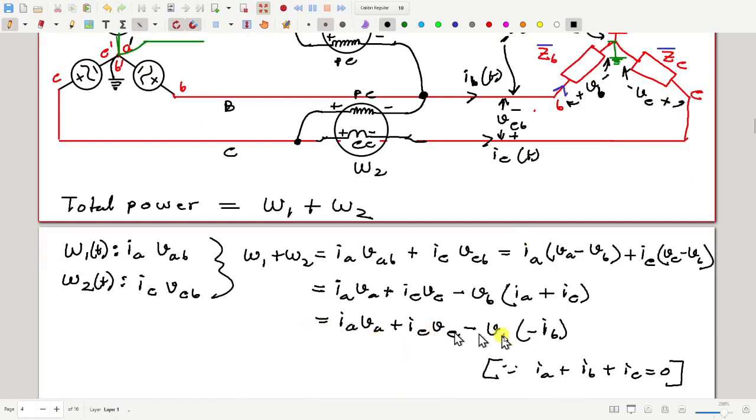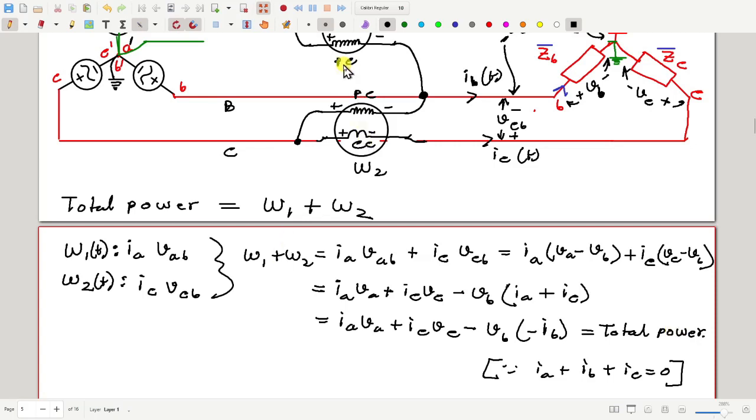So then what is this? W1 plus W2 is IA VA plus IC VC plus IB VB. This is the total power at any particular moment. So that means the instantaneous power sensed by W1 and W2 together is the same as the total instantaneous power at any moment.